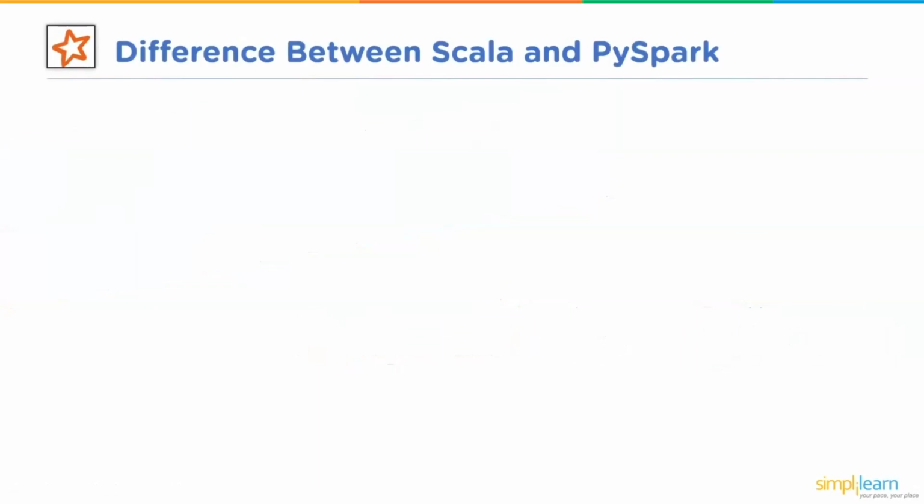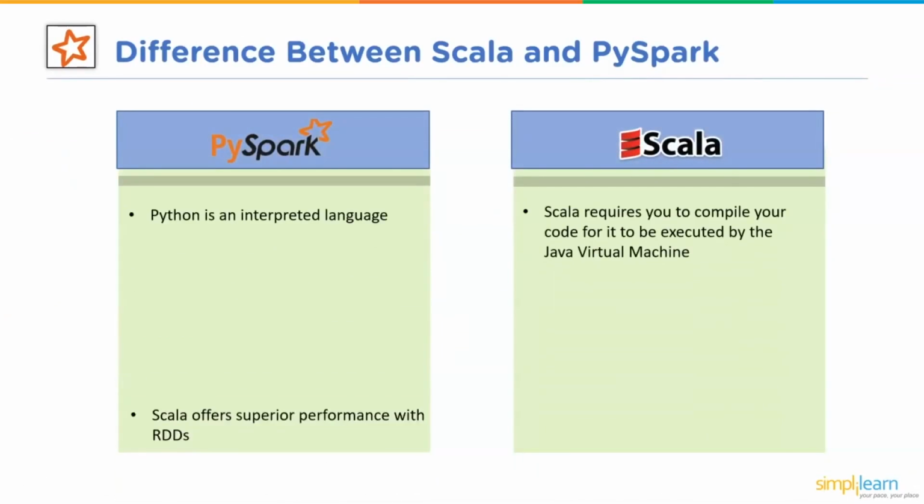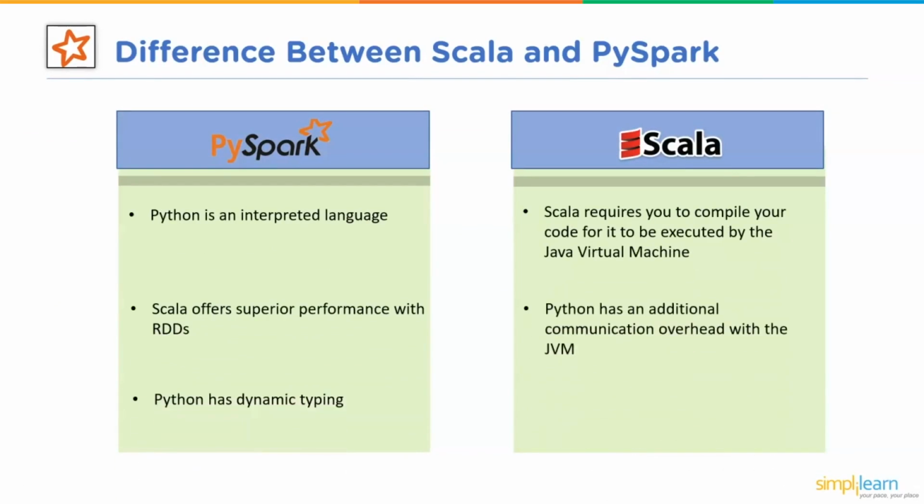Firstly, let's discuss the difference between compiled versus interpreted. One of the major differences is that Python is an interpreted language, which makes it quite handy when coding, whereas Scala requires you to compile your code for it to be executed by the Java virtual machine. This process results in a file containing bytecode.